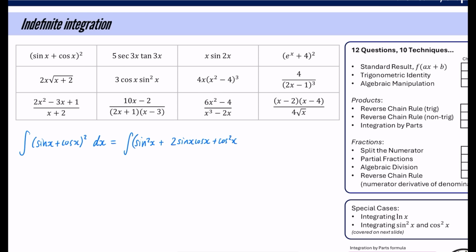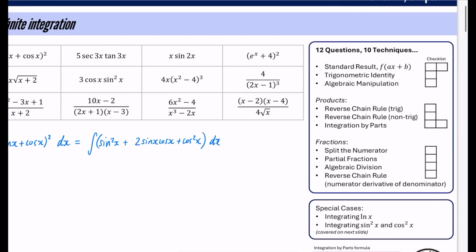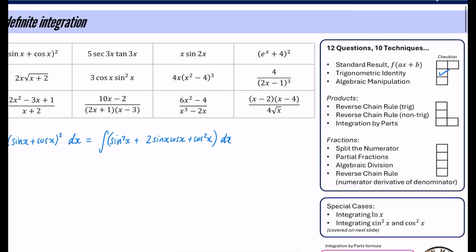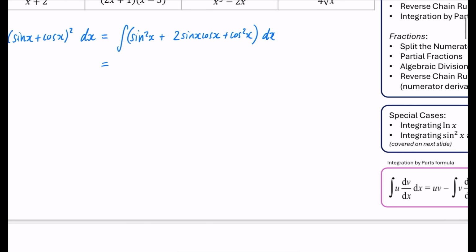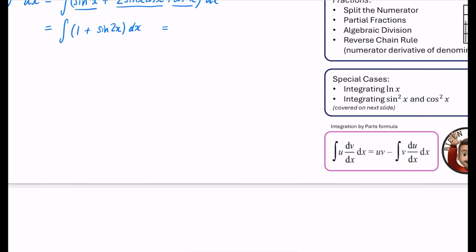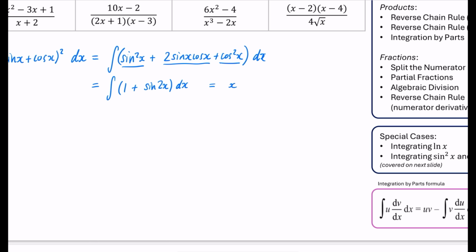And now the reason this is going to be my example for trigonometric identity, meaning I can tick this one off, is because I need to know some stuff to do with identities. Now I know that sin squared plus cos squared is just equal to 1. And I should know that 2 sin x cos x is just equal to sin of 2x. So if I wanted to actually finish this integration off, I can say that the 1 is going to integrate to an x.